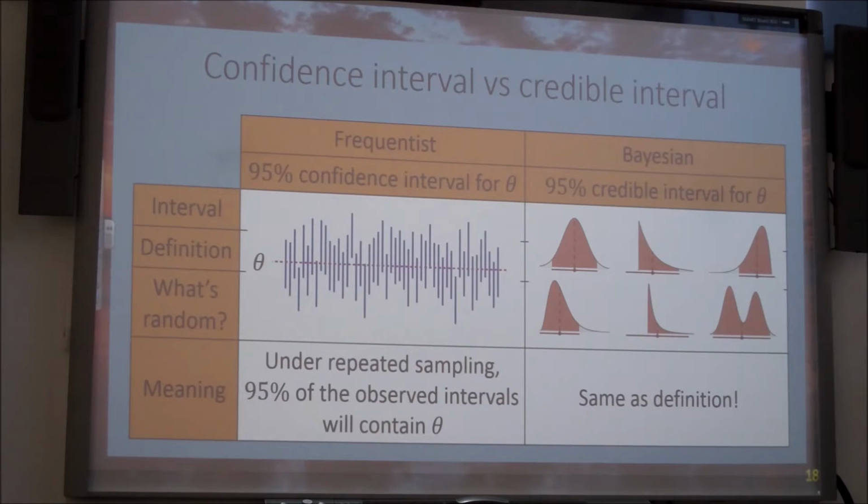So the idea is that in a frequentist approach, your theta is fixed, so you have to calculate lots of different intervals, and then 95% of those will cover theta, whereas in the Bayesian approach, your interval is fixed, but your theta is random, so your theta is moving around, and there's a 95% chance it will fall in your interval. And I think Bayesian is more straightforward.